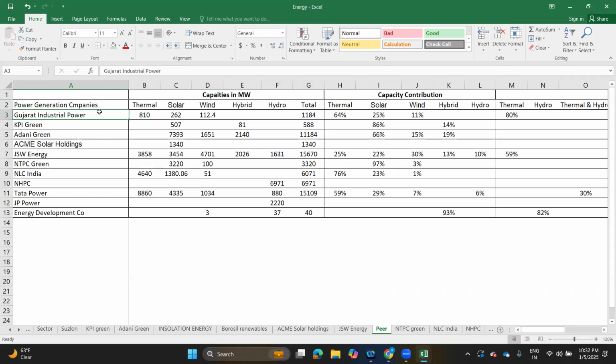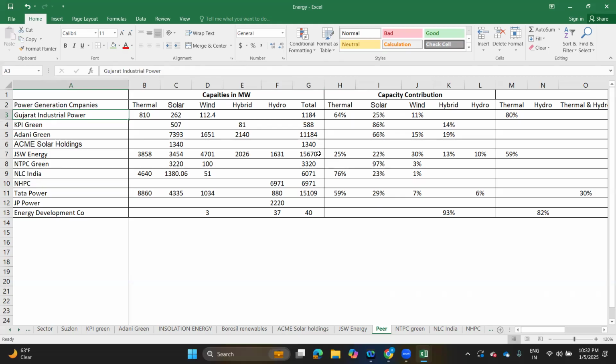So Gujarat Industrial Power basically has a total capacity of 1184 megawatt. I'm not separately mentioning all the capacities. If anyone intends to work with this particular data, they can take a snapshot and work on it. What I intend to tell you is the contribution of each sector in terms of its capacity, and wherever the revenue contribution is available, that I'll also be discussing.